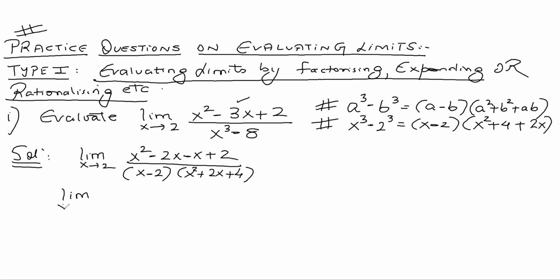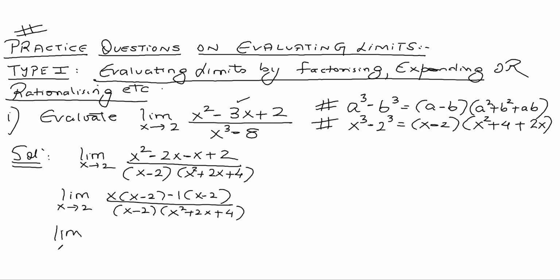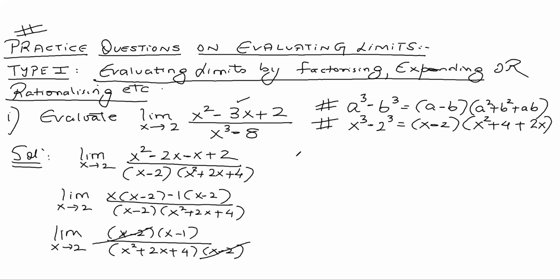Now if I further evaluate it, numerator x into x minus 2 minus 1 into x minus 2, and the denominator is written as it is. If I further evaluate, x minus 2 into x minus 1 upon x square plus 2x plus 4 into x minus 2. Guys, this and this cancel out. Sir, 1/12 answer is coming. Very good. Excellent. That's the correct answer.